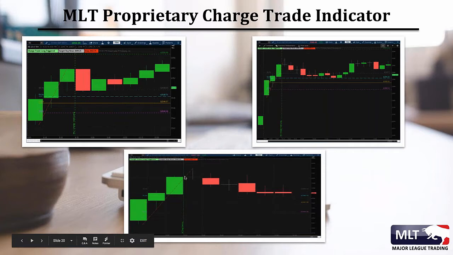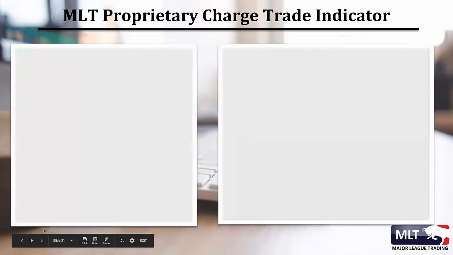Same setup, different day. 3-bar move off the open. We get that green line, gives you my target buy entry as well as my stop, tells me that the charge trade long is triggered, and we run right into that 50% retracement level. All I'm looking for it to do is close above.